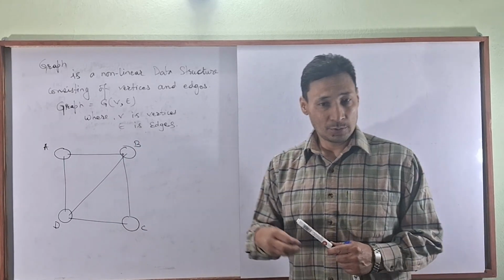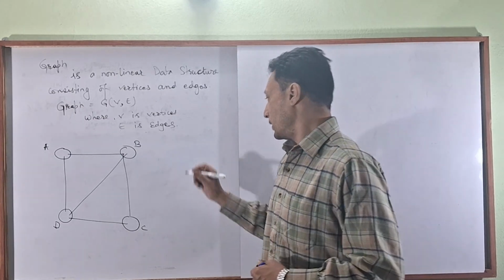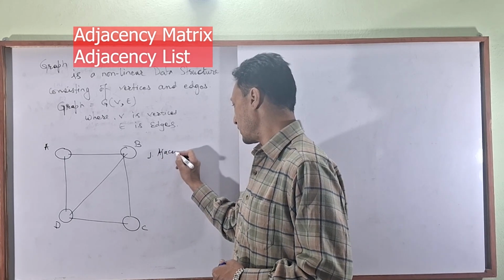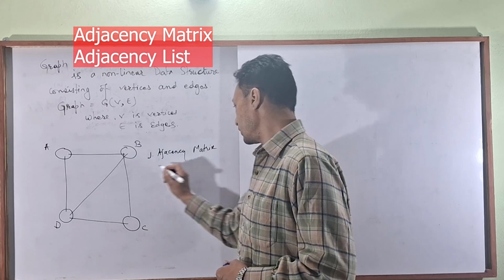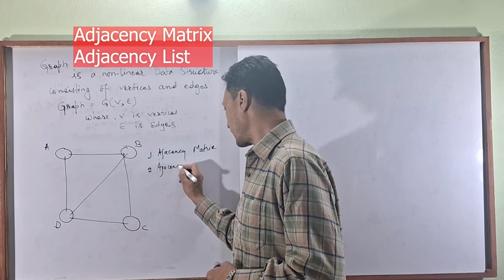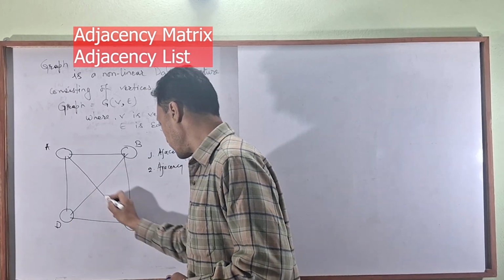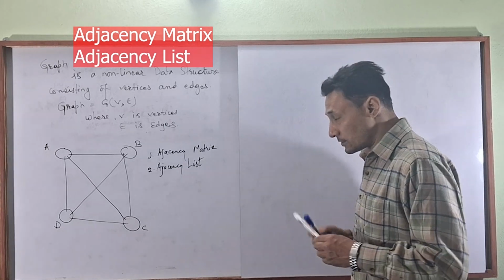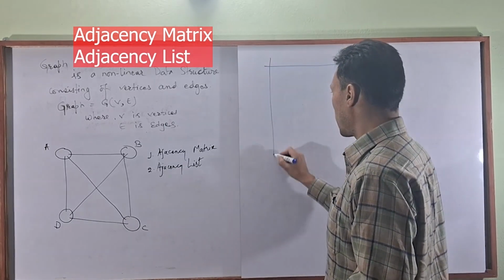In computer we can use different methods to represent graph. First we can use adjacency matrix, then we can use adjacency list. Now let's suppose there is one more connection. In order to represent this graph using adjacency matrix, what we do is we make a table like this.